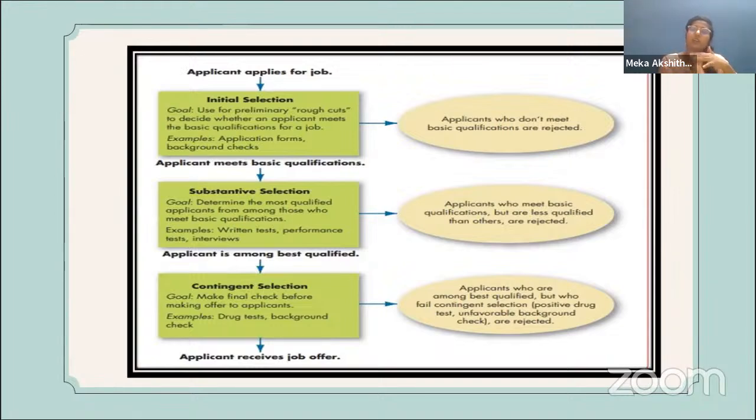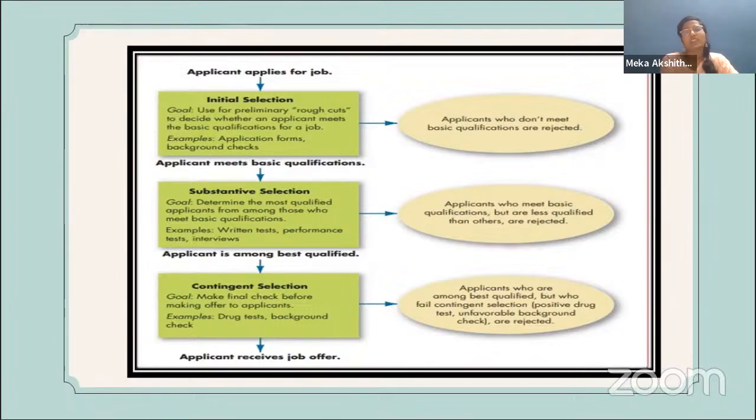When we give the advertisement, we would be receiving applications. After applications are received, we would go for initial selection. Then after initial selection, we come to substantive selection, which is the heart of the selection process. In this, we use different types of tests, and the interview also comes in this substantive selection.